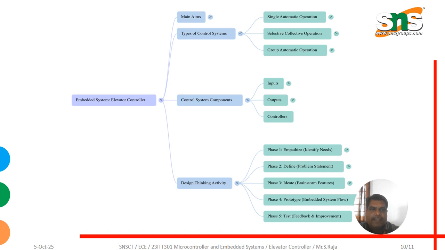Design thinking phases means first we have to provide an empathize part. The empathize part will clearly identify the need of the elevator controller. The define part will tell the problem statement of the elevator controller. The ideate part will provide the brainstormed features. Then the prototype part will give the embedded system flow. Finally, the feedback and improvements are done in the test phase.